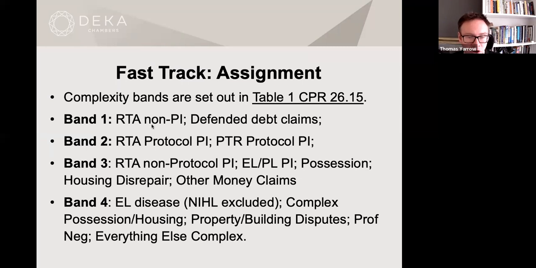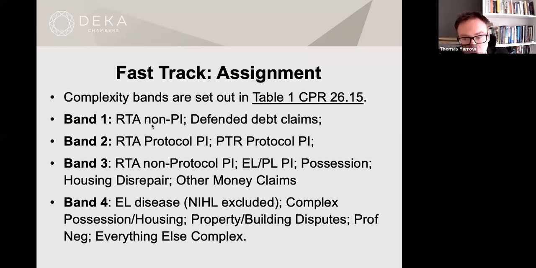Band 1 is for your road traffic accidents which don't include a personal injury claim and defended debt claims. Band 2 is for your road traffic accident protocol personal injury cases. So for those of us working with a cross-border side to our practice, that won't include your foreign RTAs because they are non-protocol claims, and they are excluded from the protocol, so they won't be Band 2.